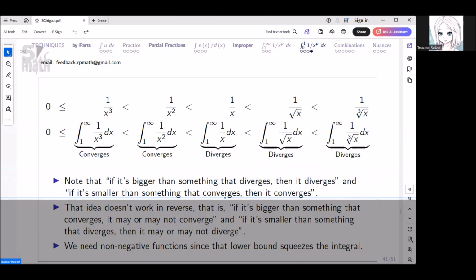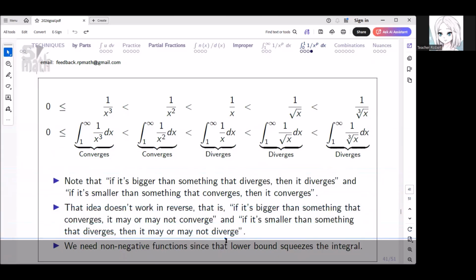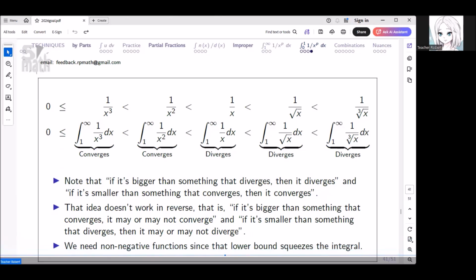Note that if it's bigger than something that diverges, then it diverges. And if it's smaller than something that converges, then it converges. The idea doesn't work in reverse. That is, if it's bigger than something that converges, it may or may not converge. And if it's smaller than something that diverges, then it may or may not diverge. We need non-negative functions since that lower bound squeezes the integral.